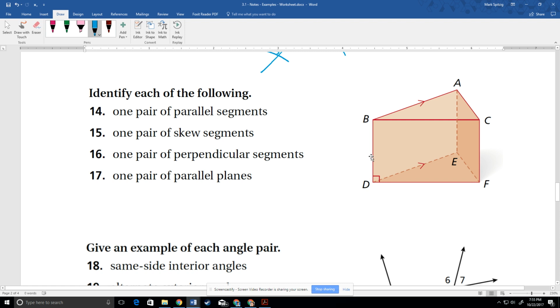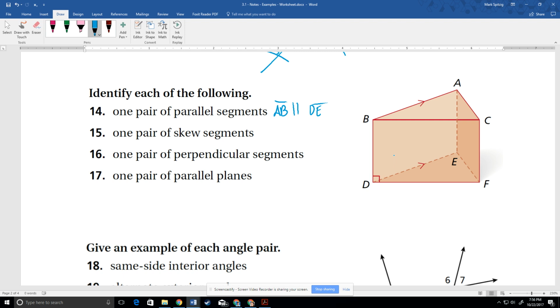All right, want to name this. This is going back. It's a little repetitive of what we talked about, so we'll go a little faster in this case. And of course, recognize that there could be other ones, but we'll just stick with one, which is what it says. Identify each of the following: one pair of parallel segments. We'll just go with the ones that are marked. So we'll go with AB is parallel to DE. Right, those are parallel there.